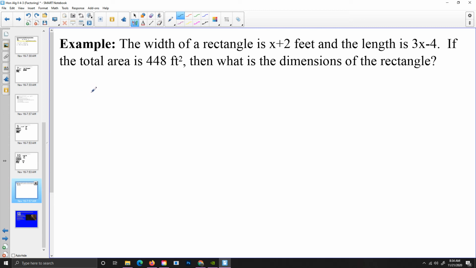So here's what we're going to do. We're going to say that area is equal to length times width. And so in this case, x plus 2 times 3x minus 4 is going to equal 448. So let's multiply this thing out. X times 3x is 3x squared. X times negative 4 is negative 4x. 2 times 3x is 6x. And then 2 times negative 4 is negative 8. And that has to equal 448.